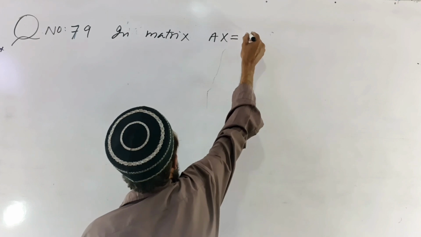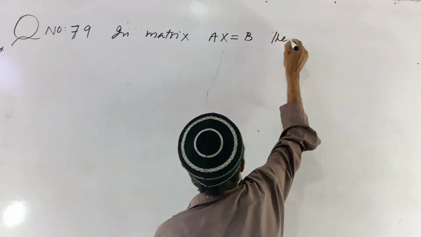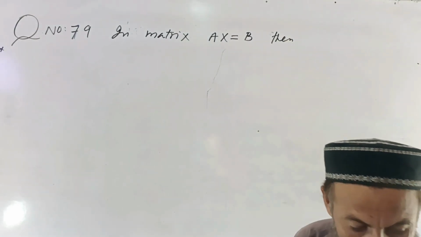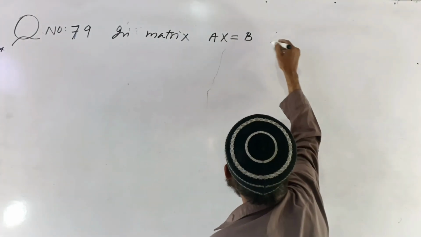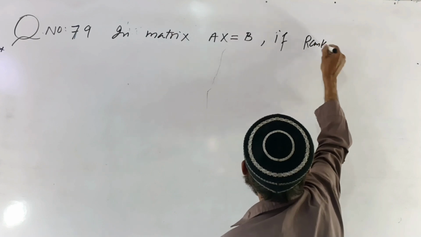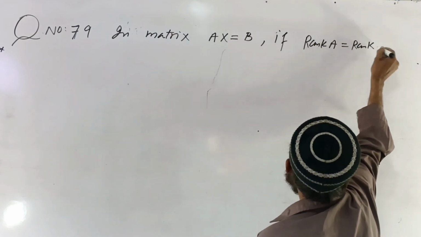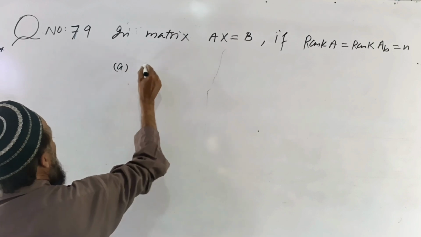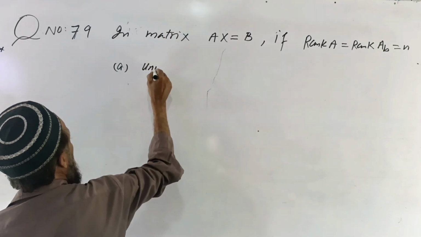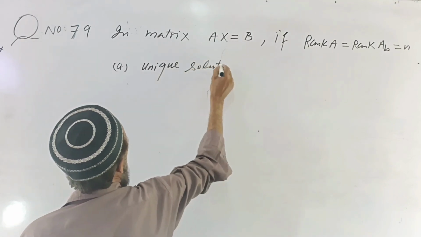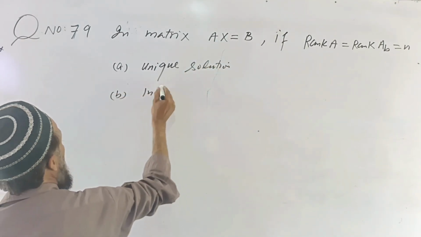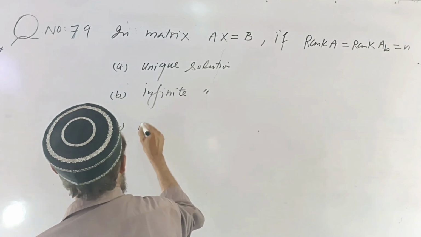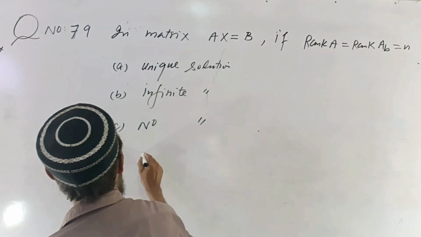Question 79: For a matrix system AX equals B, if the rank of matrix A is equal to the rank of the augmented matrix B is equal to the number of unknowns, then it is a unique solution. The options are: A, unique solution; B, infinite solution; C, no solution; D, none of these.